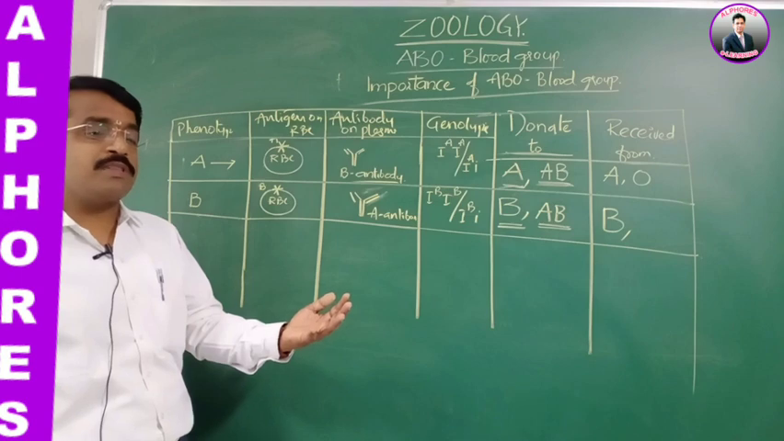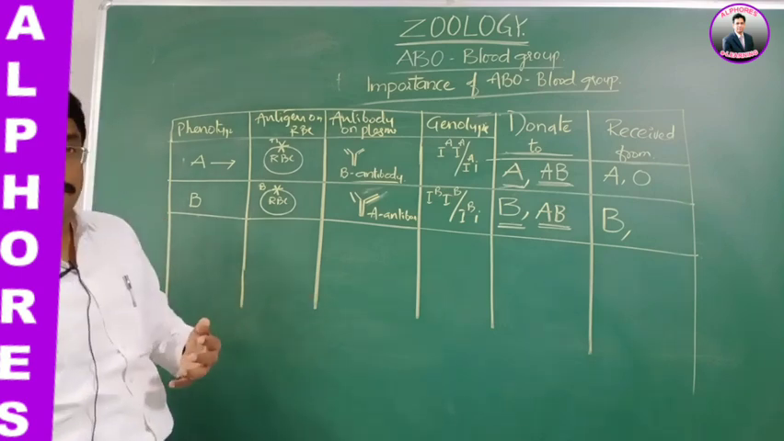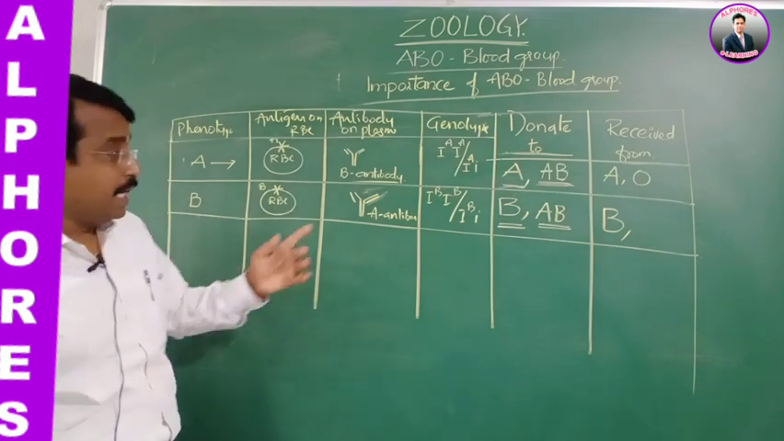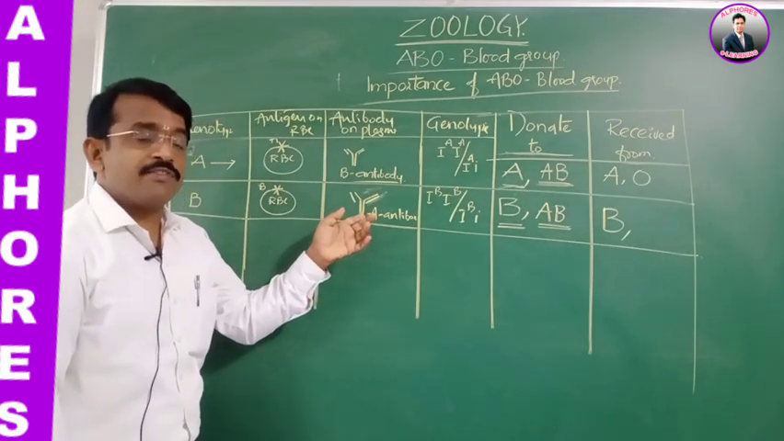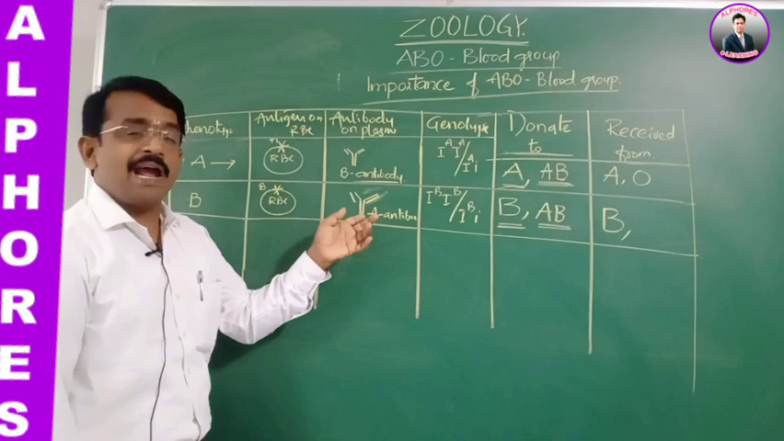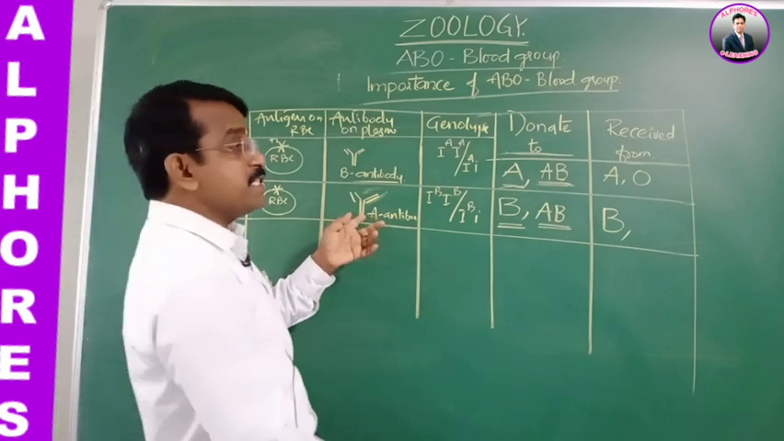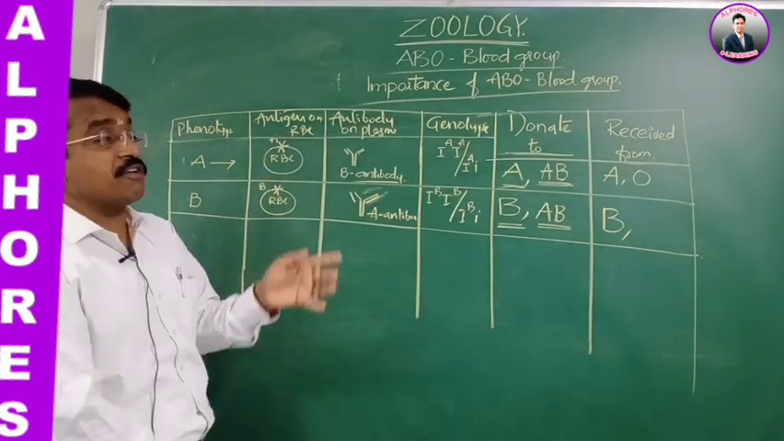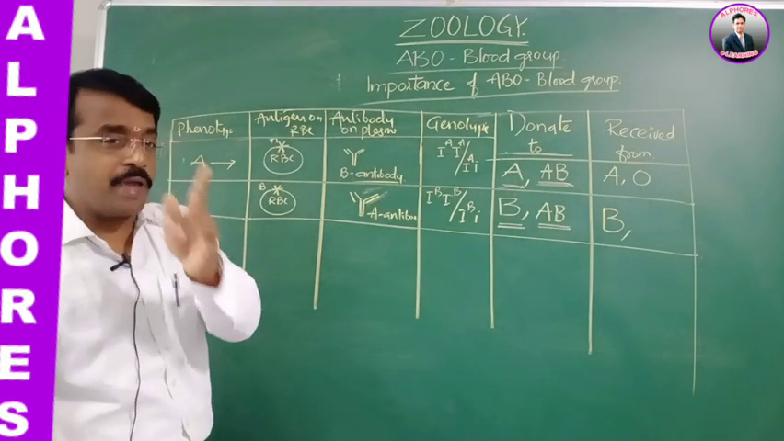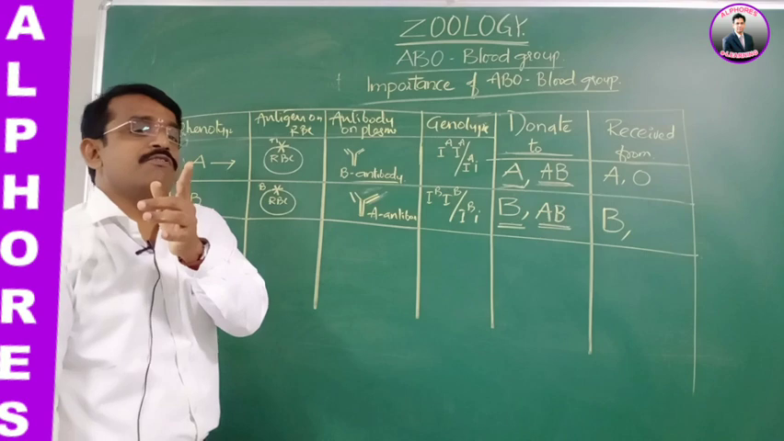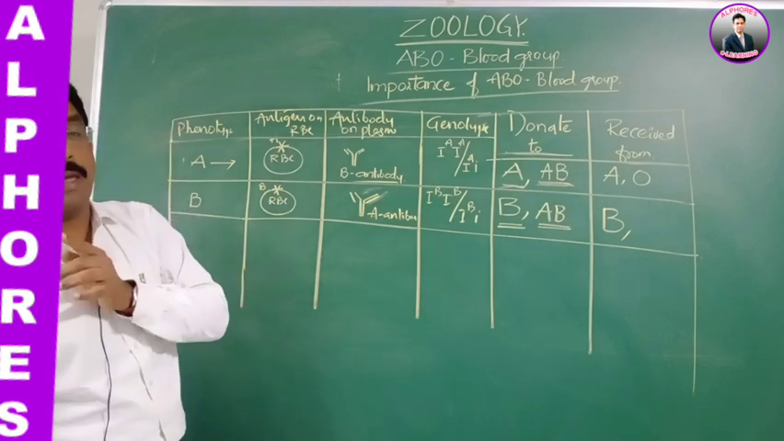AB blood group is with AB antigen and it produces the A antibody. So as against the A antigen, A antibody will clump. So it is the danger. So it should not receive from AB. It should not receive from A. It should not receive from AB.